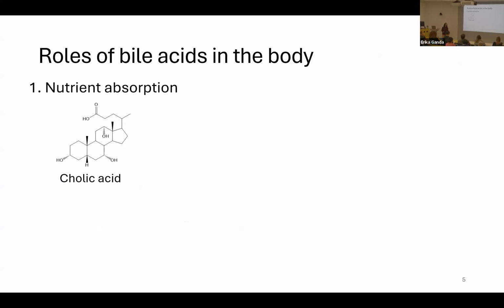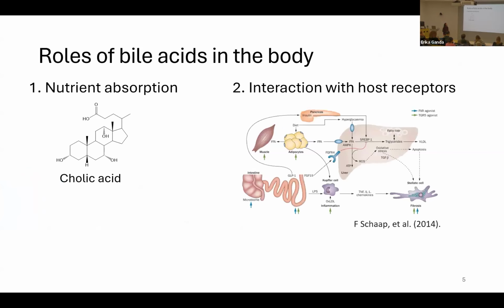So the original function of bile acids that people discovered is in aiding absorption of dietary fats. I mentioned that bile acids are amphipathic molecules. They can form micelles and help you absorb fat from your diet. But also I mentioned they circulate systemically throughout the body, and we have different receptors for these bile acids in every organ in the body.